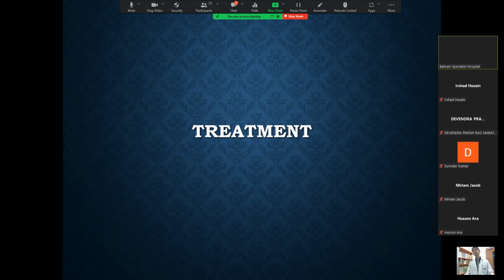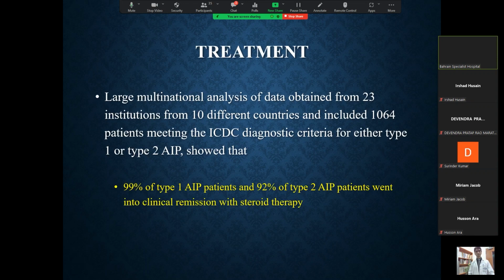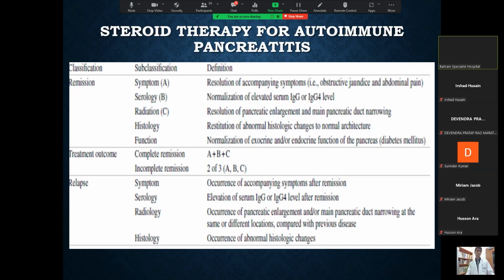So we move on to treatment. How do we manage such cases? What should be done next? It's the fifth and last criterion also, the treatment response. 99% of type 1 autoimmune pancreatitis and 92% of type 2 autoimmune pancreatitis patients went into clinical remission with steroid therapy itself. It's very remarkable.